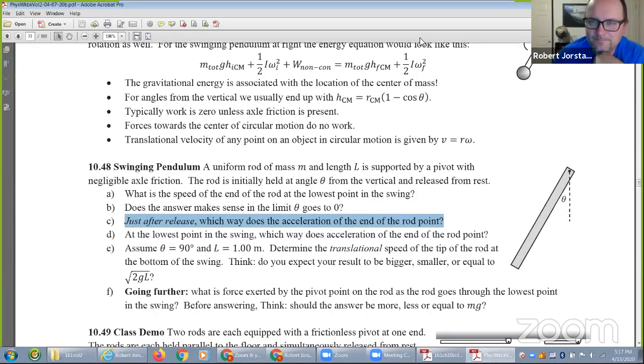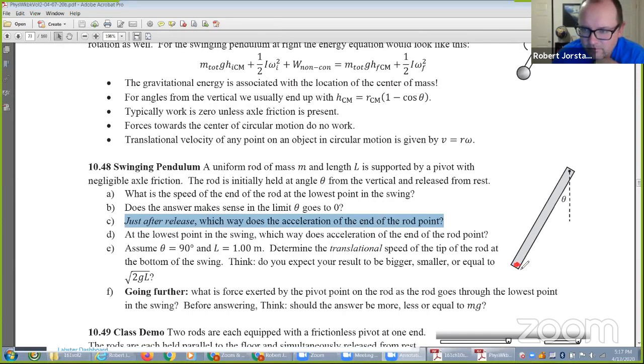Okay, this is a good one. All right, so here's the point. Right after you release it, remember that omega is equal to 0 and alpha is not equal to 0. This tells us that a_c equals 0, and this one tells us a_tan is not 0. That's what I was hoping you would get out of that. So it's actually going to be straight this way.